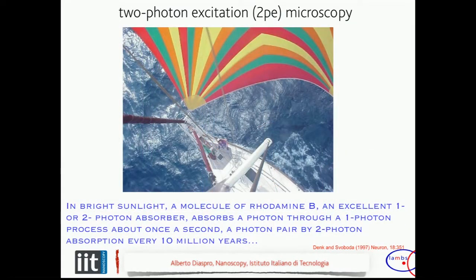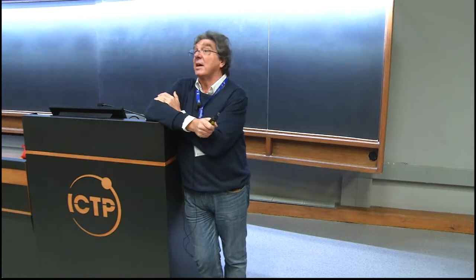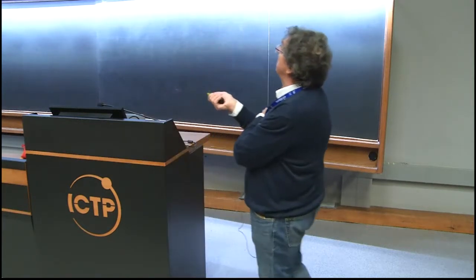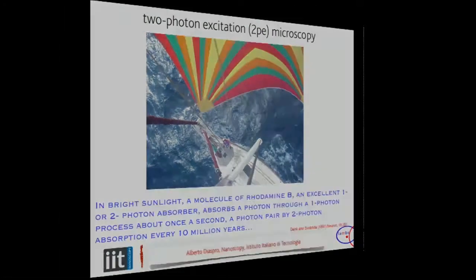Now, there was this calculation made by Denk and Svoboda. If in bright sunlight you are on a boat under the sunlight and you want to experience a single photon event in terms of fluorescence, your rate is more or less 1 second. But if you want to experience a two-photon absorption event, we are talking about 10 million years. In Italy, we had only one person able to wait all this time in the past. He is still alive, but we had only one.